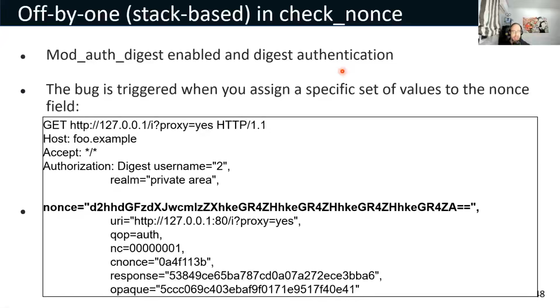Okay, now another vulnerability. In that case, it's a stack-based off-by-one in the check nonce function. In order to exploit this bug, the mod auth digest module should be enabled, and the application has to be using digest authentication. For triggering this bug, we need to assign a specific set of values to the nonce field. Here you have an example. And as you can see, the nonce field is a base 64 value.